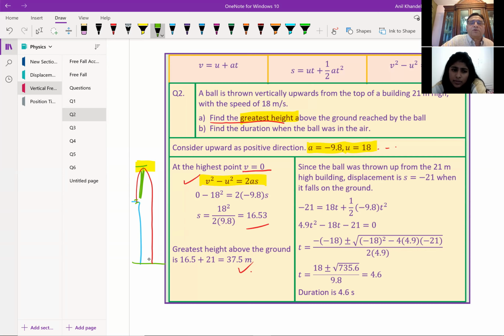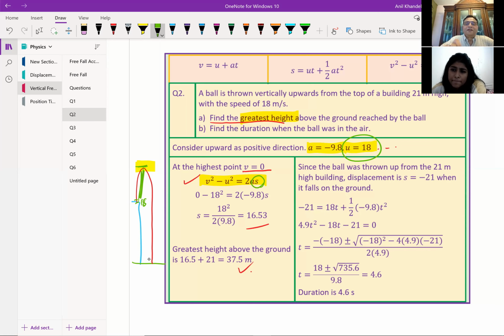It has been thrown from here. We know this velocity is 18, reaches there. We know that velocity is 0. And during this interval, acceleration is against us, minus 9.8. And we have to find only the distance s, the height. So 18 is here, 0 is here. So we're looking only at that small section. Always you can look like this.